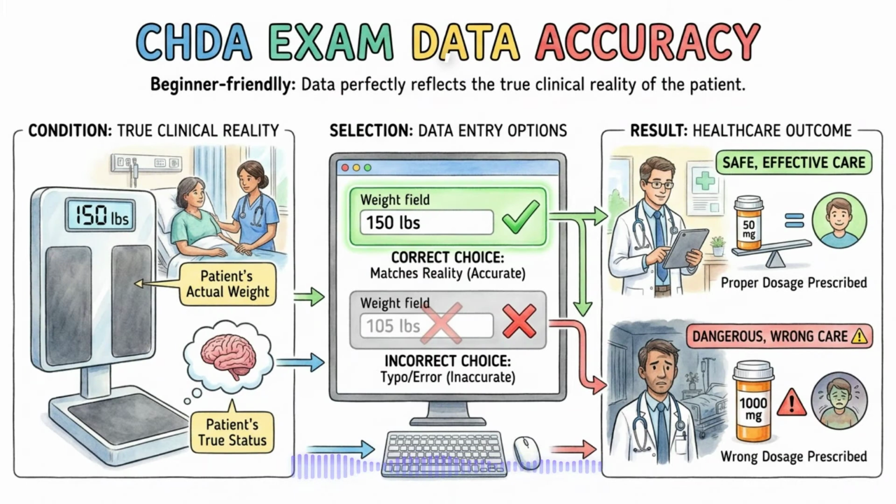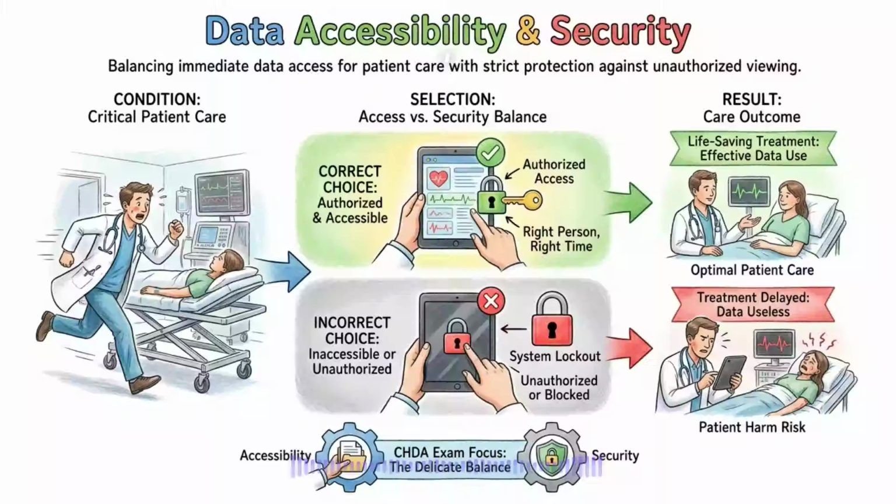Inaccurate data is incredibly dangerous in healthcare, because a doctor might prescribe the wrong dosage of a powerful medication based on that typo. The next important characteristic is accessibility, which means the right people can get the data exactly when they need it. A perfectly accurate medical record is completely useless if the emergency room doctor cannot open the file while treating a critical patient.